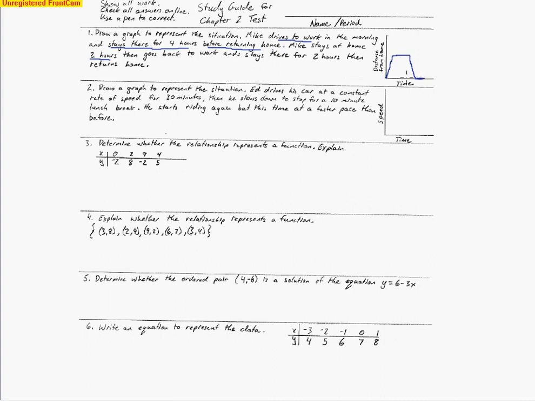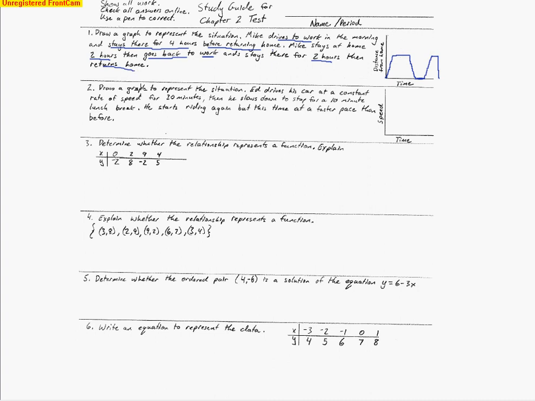And then he goes back to work and stays there for 2 hours. So goes back to work. So we're going the same distance back. And he stays there for 2 hours before he returns home again. So a little bit shorter distance that time for staying home, and then he returns home again. So that's what we're looking for matching what we've got there. So again, he stayed home for 2 hours and then returns home once more.